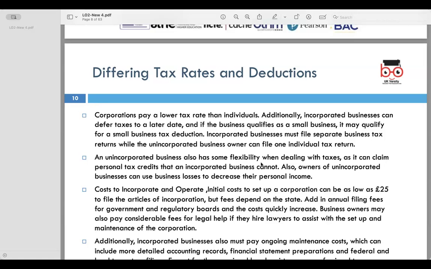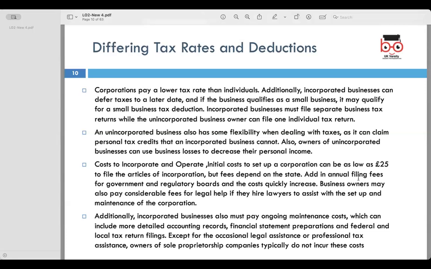So, the cost of starting up and running a business: the articles of incorporation can be filed for as little as 25 pounds to start a company. But fees obviously vary from state to state. When you add in the yearly filing fee for government and regulatory boards, the prices go up very quickly. If business owners hire lawyers to help them set up and run their companies, they may also have to pay lots of money for legal help.